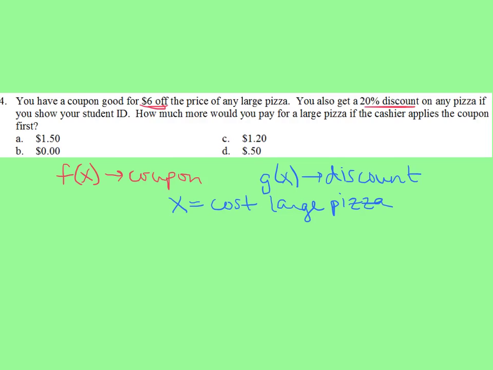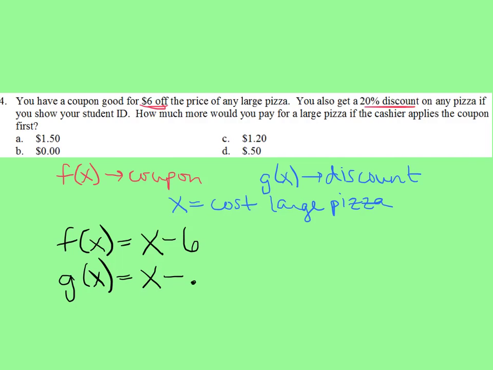I've got f of x as my coupon. I need to figure out how I represent that as an equation. If I have a coupon that's taking $6 off of my price, well, then that's going to equal the cost of my pizza minus $6. My discount is going to be a little bit different. That's g of x. That's going to be the cost of my pizza, but then I'm going to subtract only 20% of that cost, which we write as 0.20.